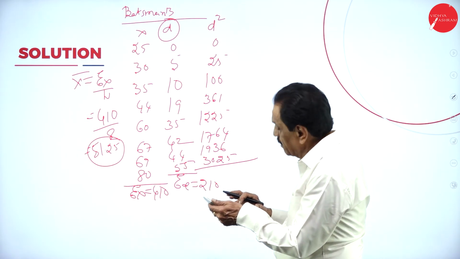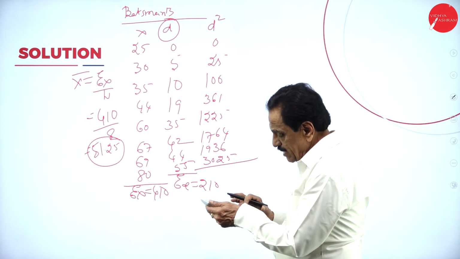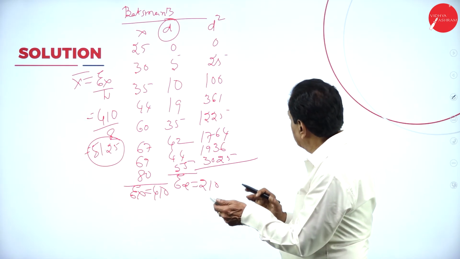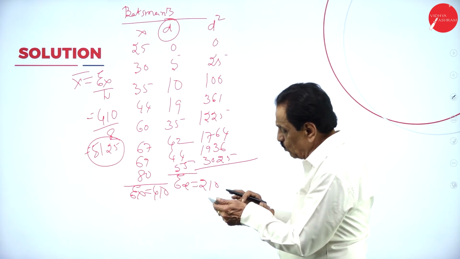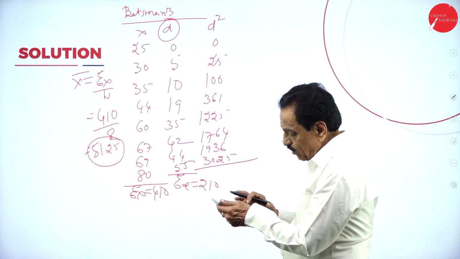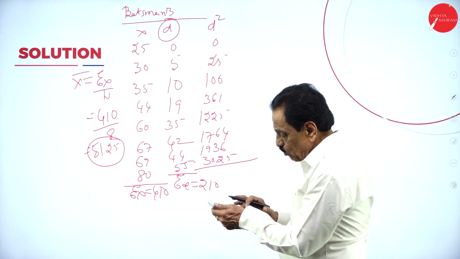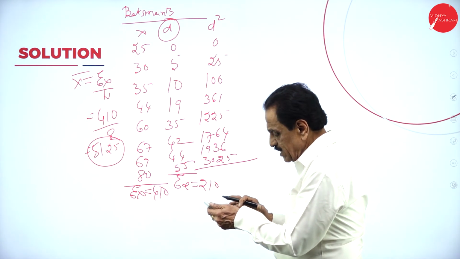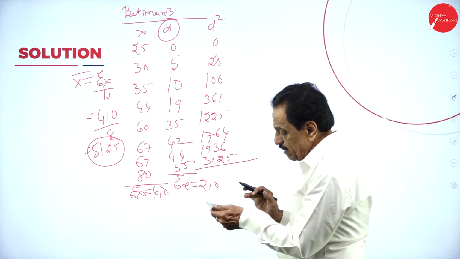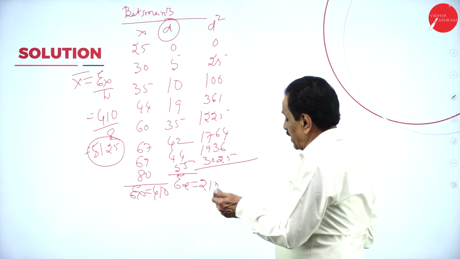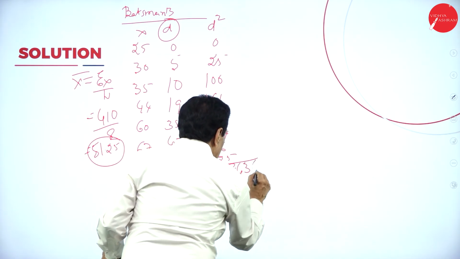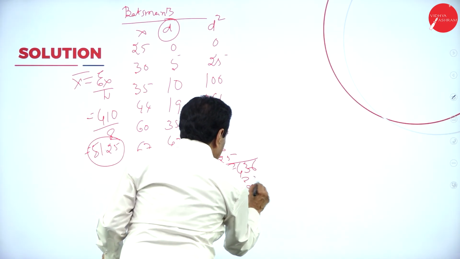25 plus 100 plus 361 plus 1225 plus 1764 plus 1936 plus 3025. 8436. What is this? Sigma D square.